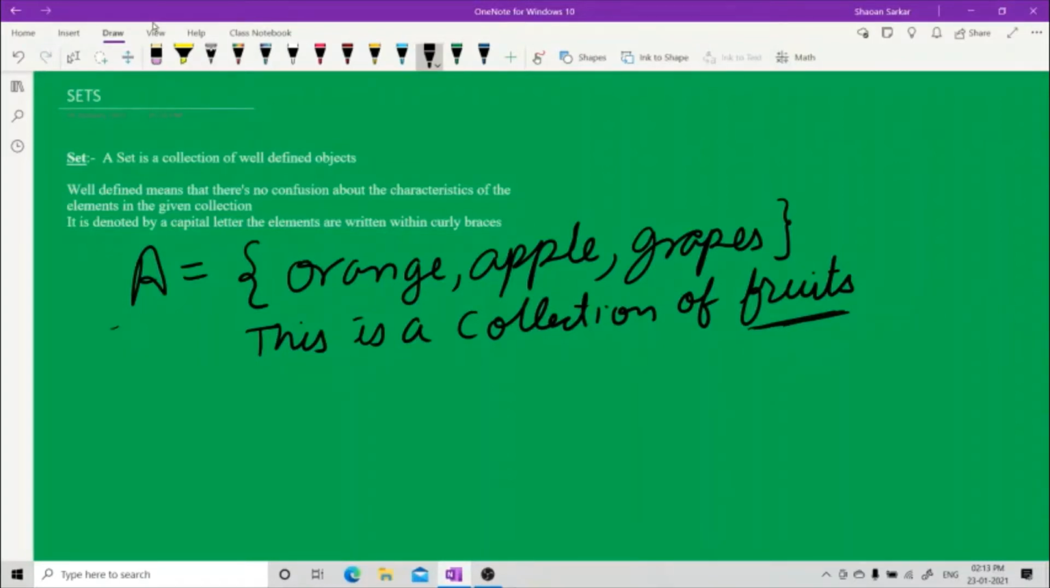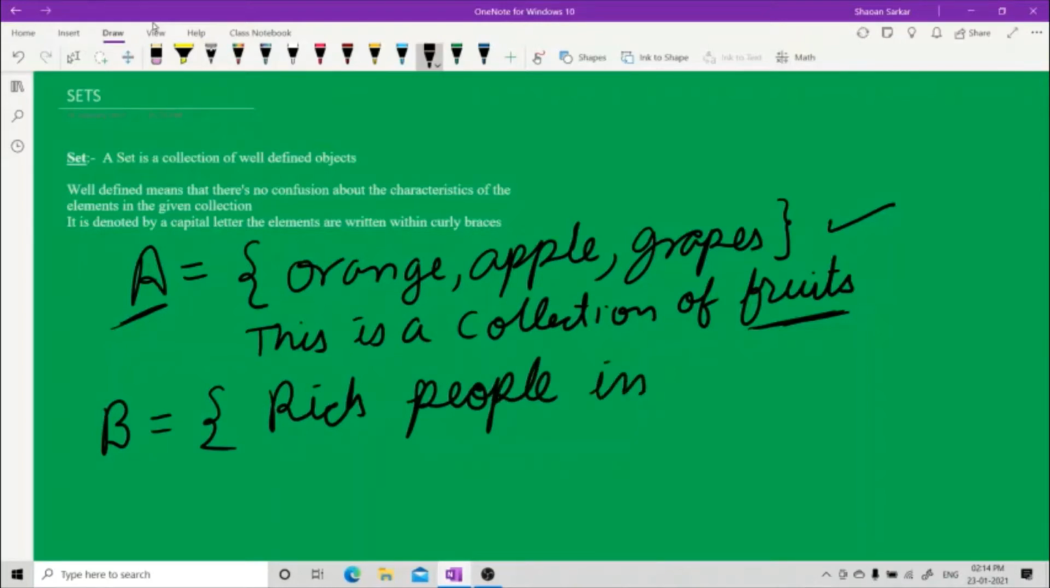See, I have written it with a capital letter. These are your curly braces. You start with a capital letter and the curly braces. So this is a set. Let us take another example. B, rich people in Delhi.